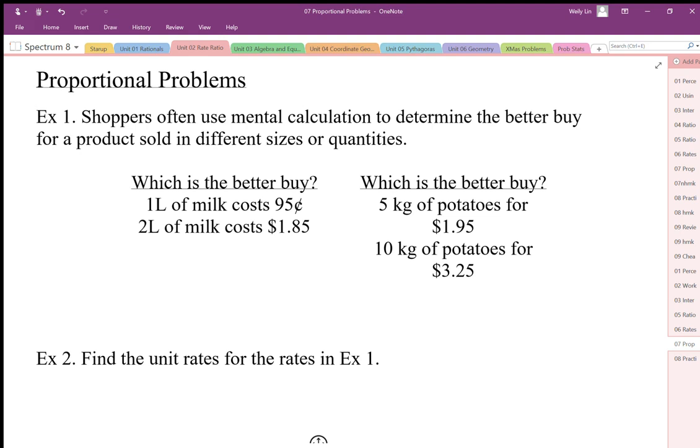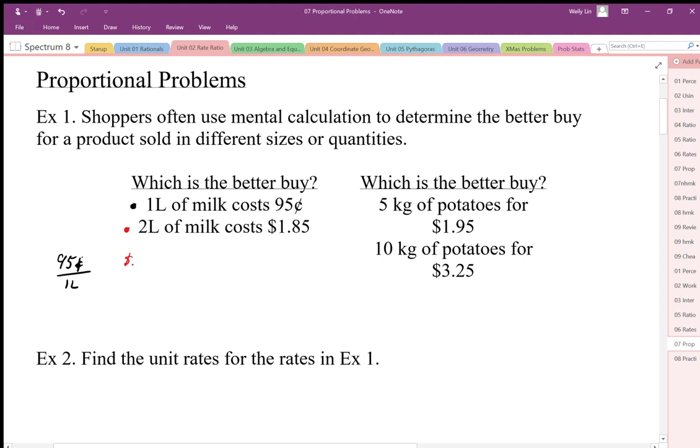So one of the things we could do is use a unit rate. So we have 1 liter for 95 cents. So we can write that as a unit rate of 95 cents per 1 liter. And then we can compare this one here. We can find the unit rate for this, and we can say $1.85.